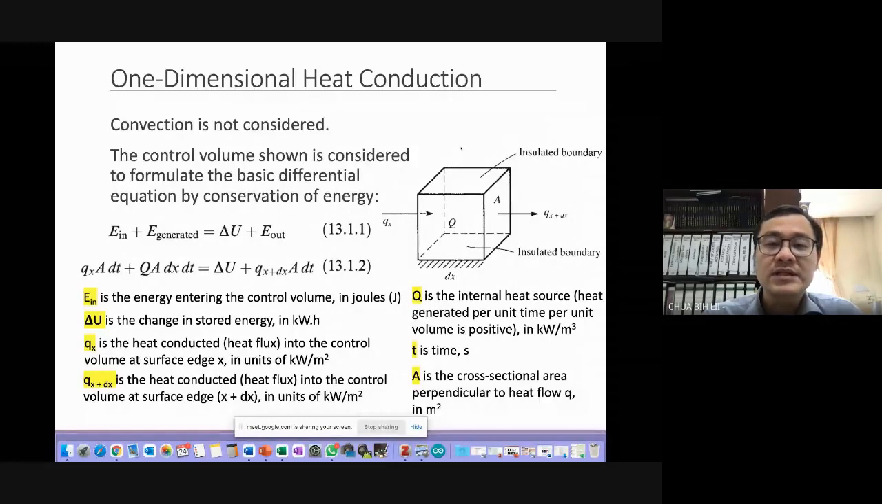So what we would see here starts with the simple, fundamental one-dimensional heat conduction. Just assuming this is one-dimensional, only one direction, the x direction, the total energy can be described by the conservation of energy. The total energy in, plus whatever is generated in the element itself, should equal the total energy stored plus the energy out from the system, along the x-axis, along this one-dimensional direction, right?